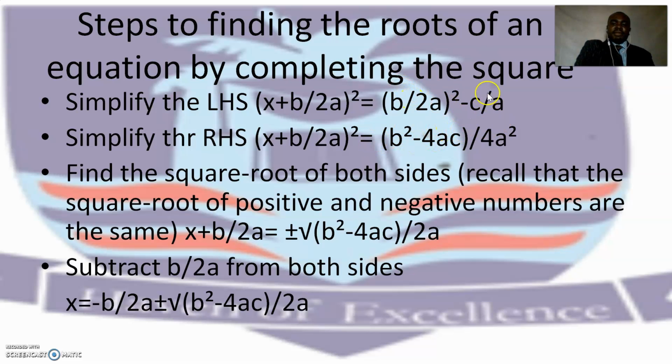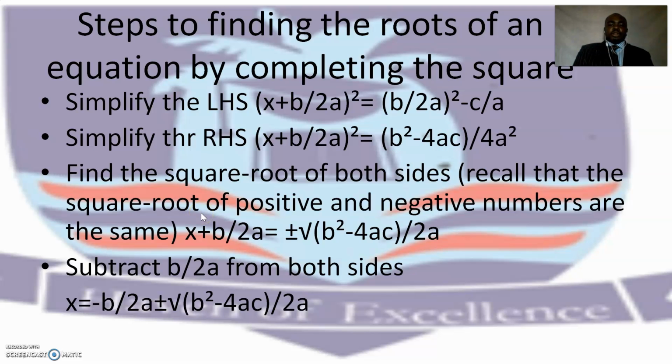After getting that, let's simplify this. By opening this bracket, we will have b squared over 4a squared minus c over a. The denominator here is 4a squared. So if we divide 4a squared by 4a squared, we get 1. 1 times b squared remains b squared. Divide 4a squared by a, we get 4a. 4a times c, with the minus sign, we have minus 4ac.